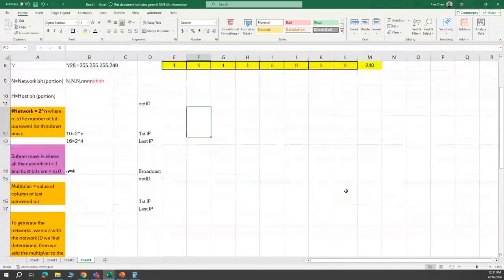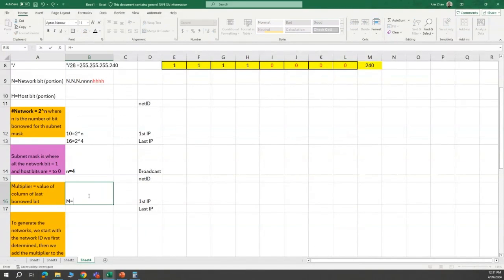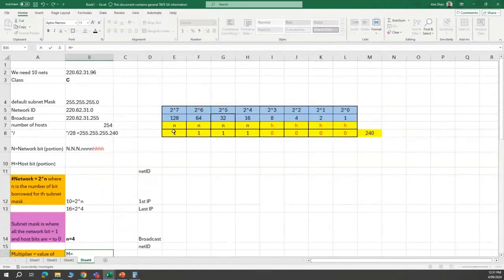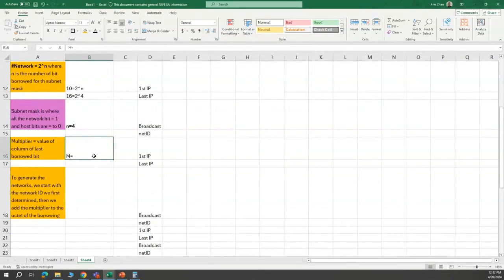Okay. Then we had this thing called multiplier. Multiplier equals the value of the column of the last borrowed bit. So M equals, okay, the last borrowed bit, that's not that one, not that one, not that one, this one, because that's the last N. That's the last bit that's converted into an N. So now that becomes our multiplier, the value of the column. So M in this case equals 16.